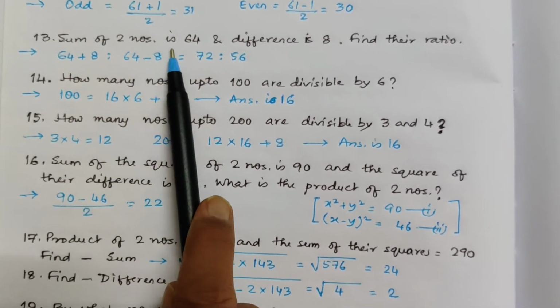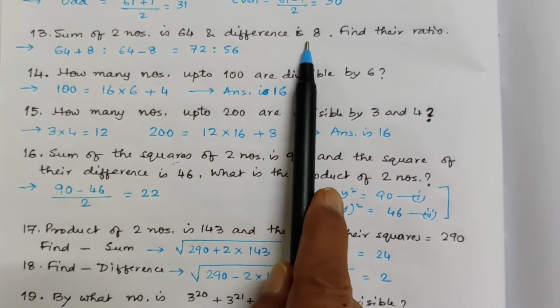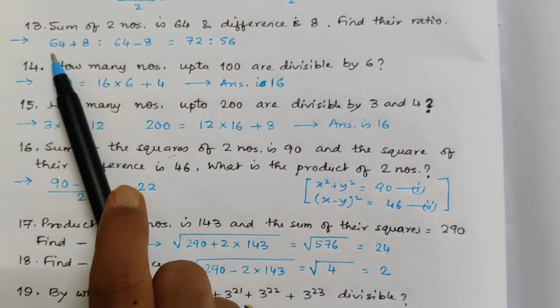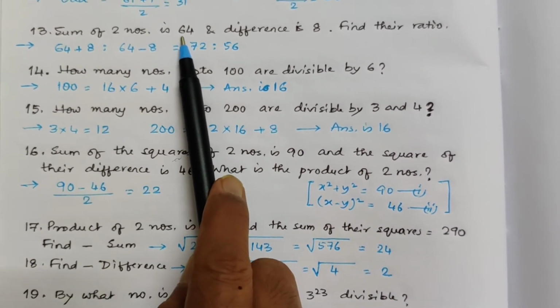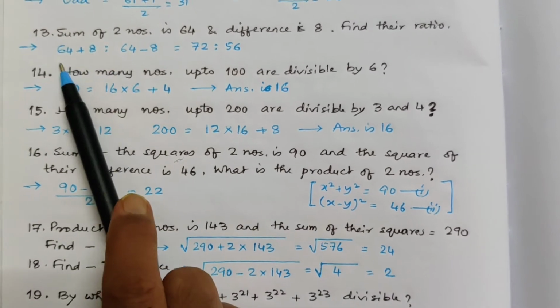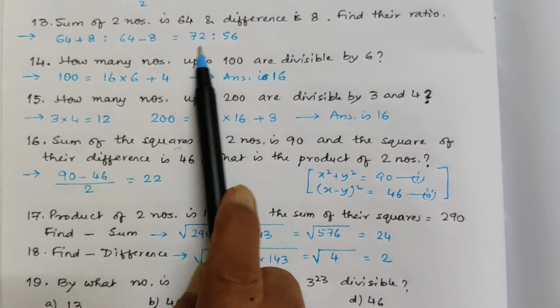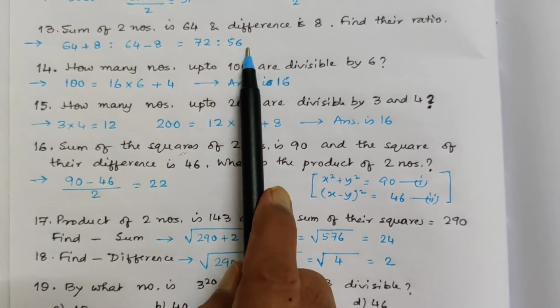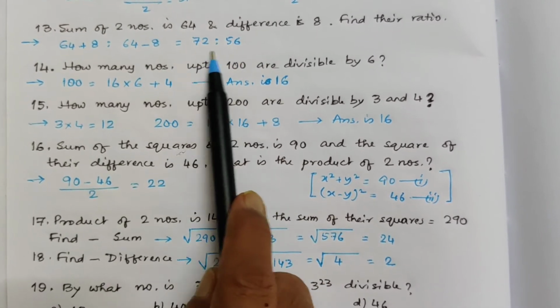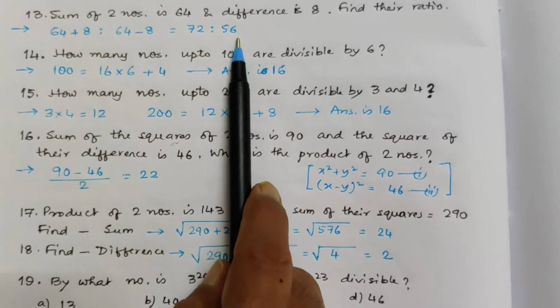Next is sum of the two numbers is 64 and their difference is 8. Find their ratio. Sum and difference. 64 plus 8 is to 64 minus 8, that is 72 is to 56. You cut this by 2 or make it simpler. That's up to you.